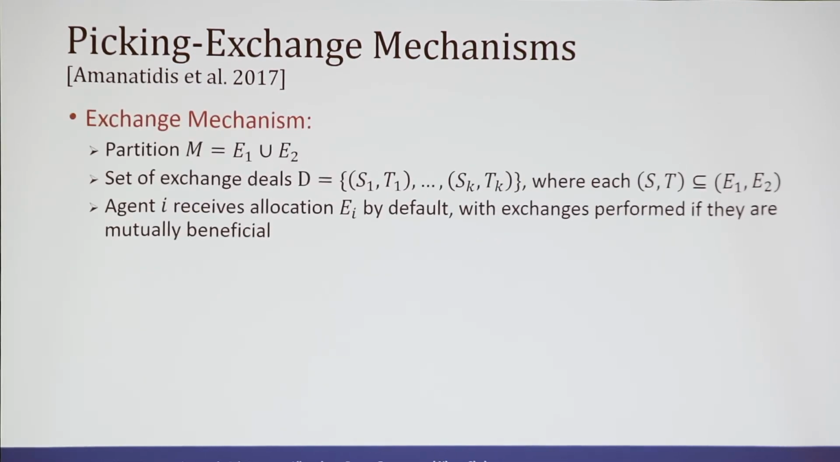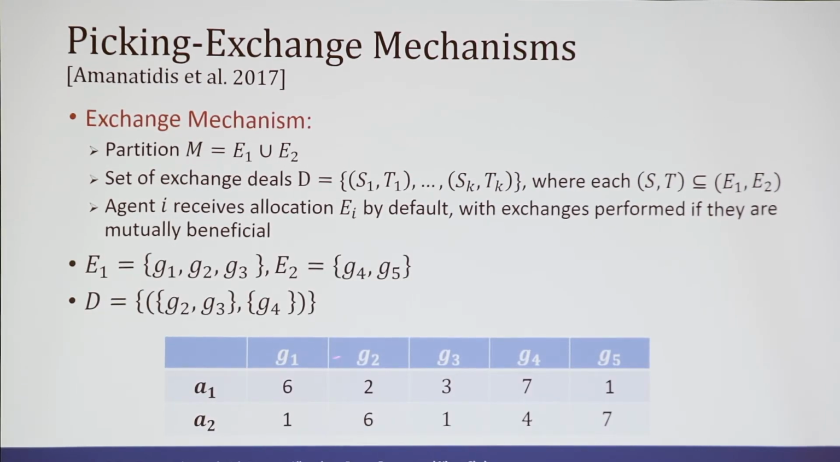An exchange mechanism, again, partitions the set of items into 2. Now we'll call them E1 and E2. And what it does is, by default, it gives agent 1 subset E1 and agent 2 subset E2. But then what it also does is it offers a set of pre-specified exchanges. It says, would you both like to swap set S1, which is a subset of E1, with set T1, which is a subset of E2? And if both agents agree to the exchange, it makes the exchange.